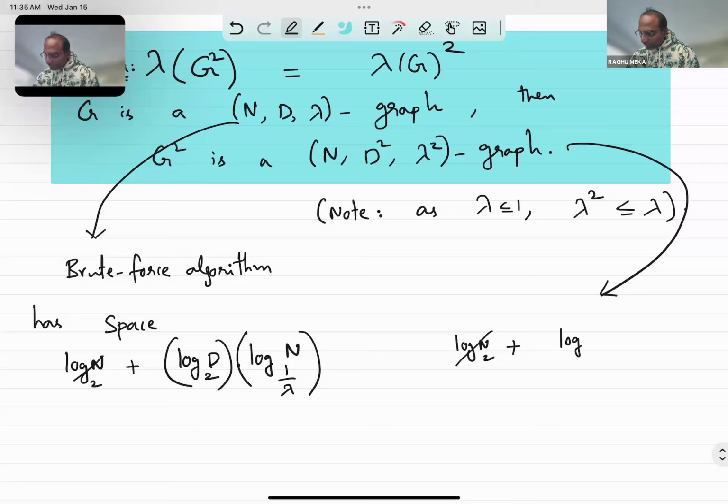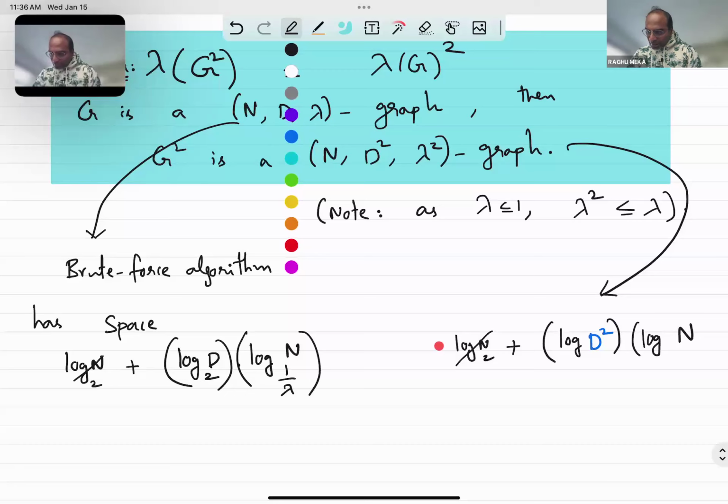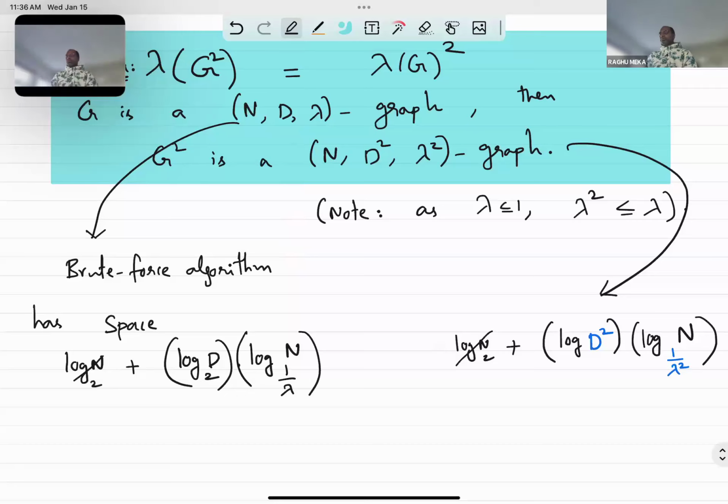Now, the degree became square. So we improved there. But, sorry, the degree became square, so it's worse. But we improved here. Okay. Is this a winning trade-off? So did we gain anything by doing this? What do you think?